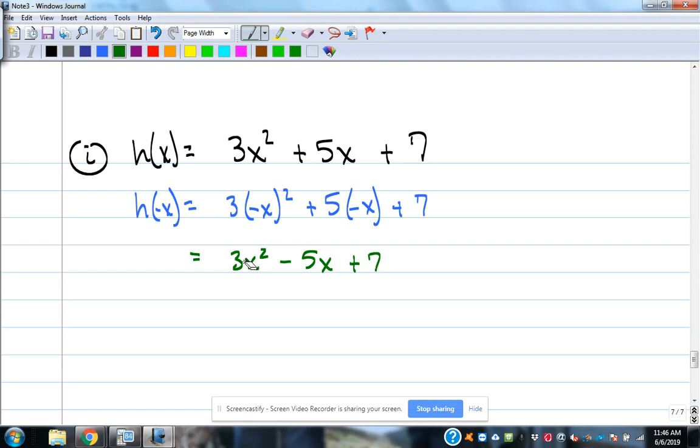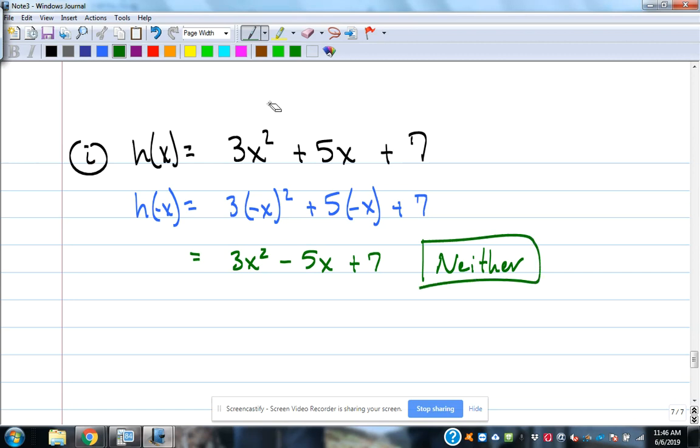Here we got something staying the same. Here we got something changing, and then we got another thing staying the same. So that's a mixed bag. So this is going to be a neither because it's mixed. Some changed, some stayed.